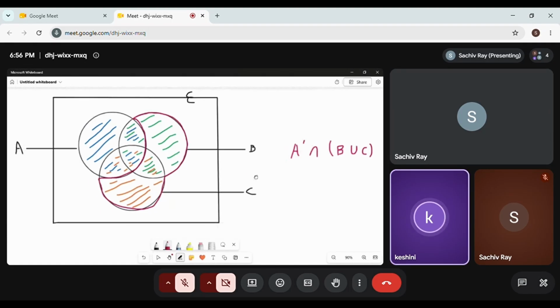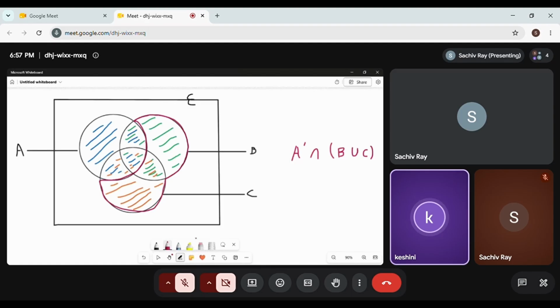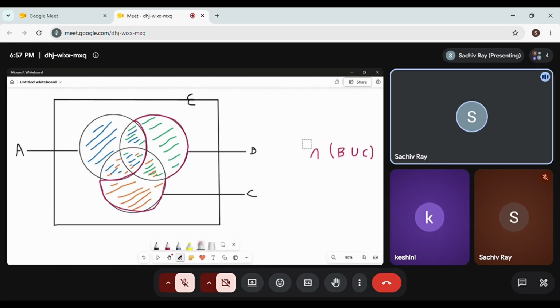Sir, it is a little confusing. Can you please tell it again? Okay, let's go backwards. That should also work.